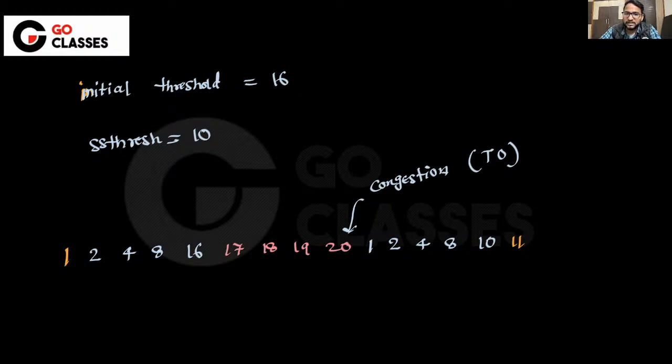So let's suppose this is 11, 12, and linearly I will be incrementing, and then let's suppose I again get the congestion, but this time because of the 3 ACK case.